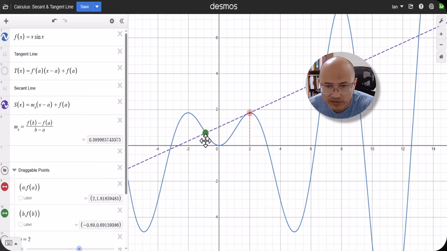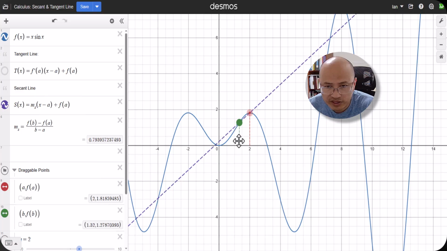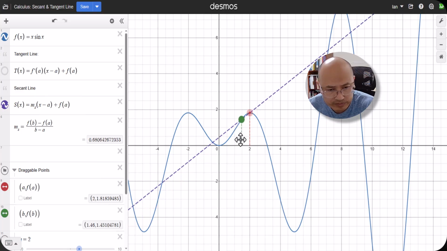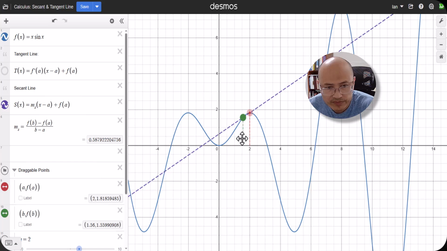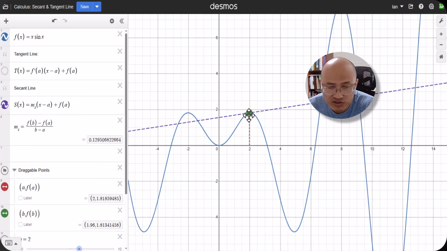Notice the slope of the secant line keeps changing. It keeps changing, it's still changing. And then as I get closer and closer to 2, I'm getting very close to an interesting moment. Getting very close. I'm at 1 and 84/100ths. Let's get closer. Closer, closer. I'm at 1 and 96/100ths. I'm pretty close. Let's see how close I can get.